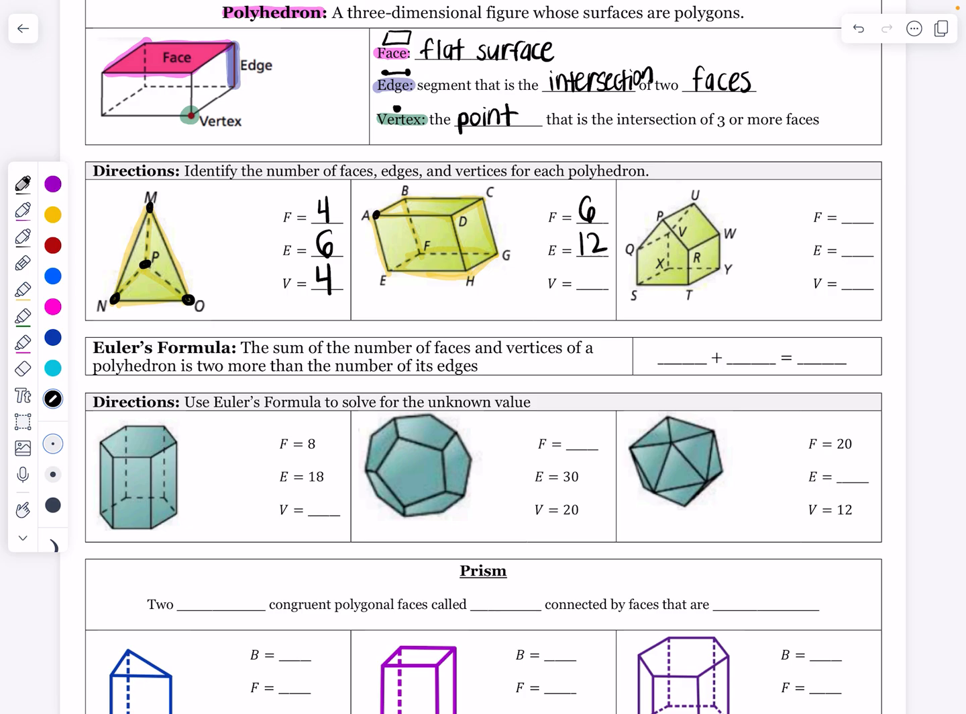And then how many vertices do I have? Well, that's going to be all these points. The intersection of 3 or more faces. So those come to a point. If you touch those, they would be sharp. And so how many of those do I have? I have 4 on the top, 4 on the bottom for a grand total of 8.